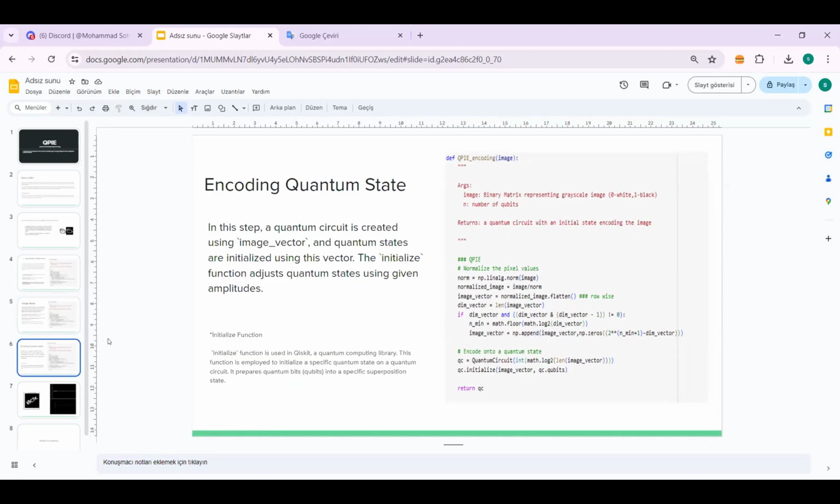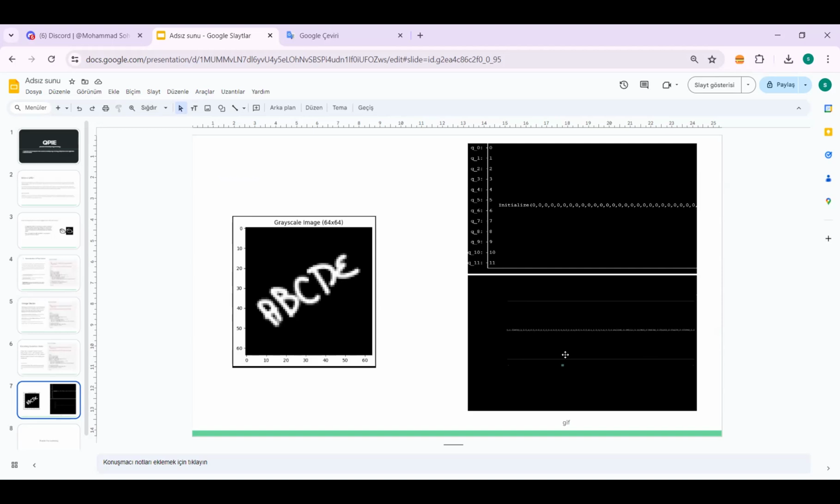Then we have this encoding of quantum state here. Once we have this image vector ready, which is flattening the matrix, we have an n cross n matrix, but since we need a vector, we have to do the reshaping of this matrix. Then we initialize the quantum circuit with that quantum state.